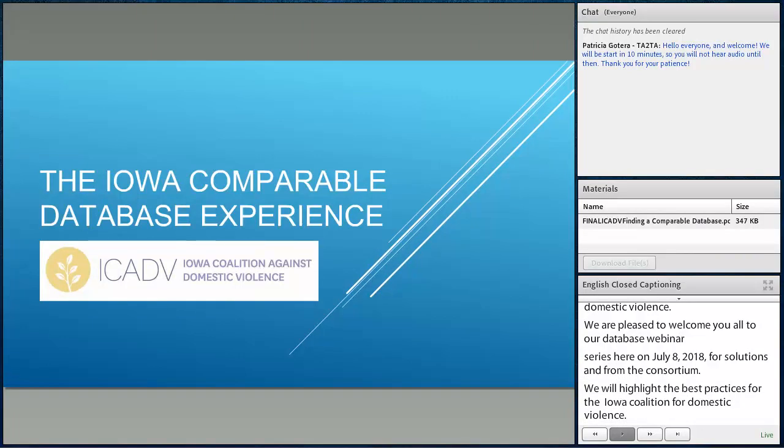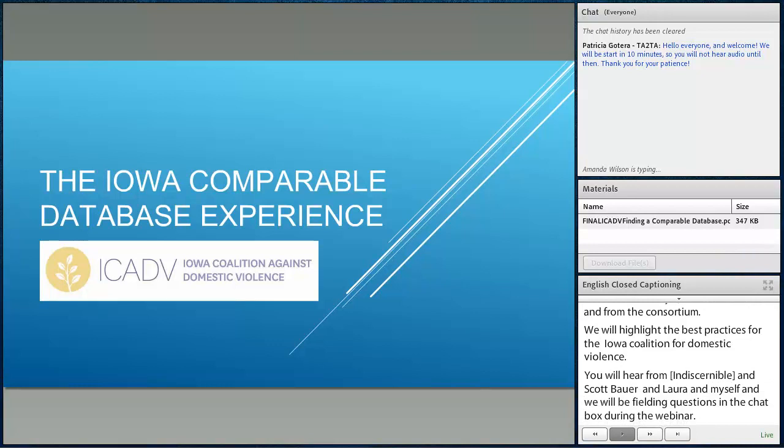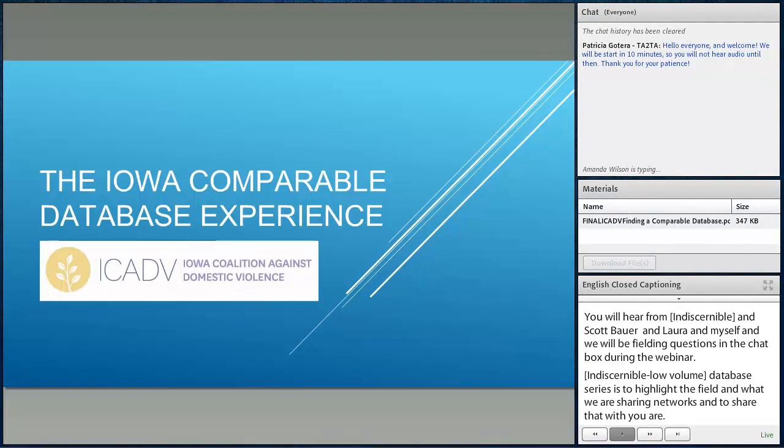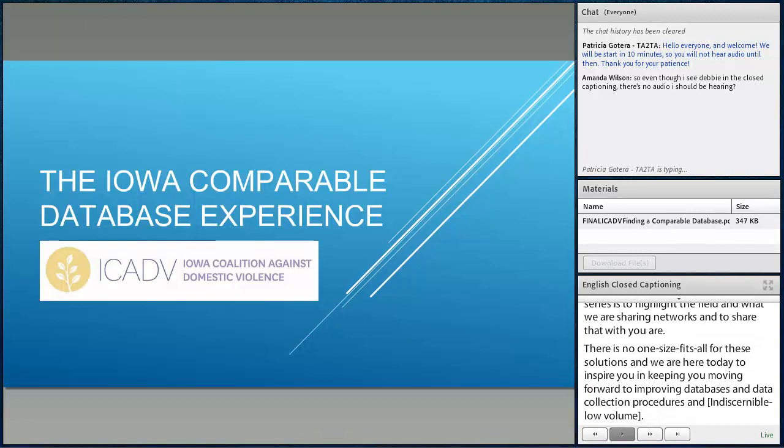The goal of the DV and Housing Technical Assistance Consortium coordinated comparable database series is to highlight what bubbles up from the field and to let you know what we are hearing that works and to share that with you all. There is no one-size-fits-all perfect comparable database solution, and we encourage you to take the ideas shared here today to inspire you and to keep you moving forward with creating or improving comparable databases and data collection procedures in your community and state. So without further ado, I'll turn it over to Scott and Zeb from the Iowa Coalition to begin today's comparable database webinar. Go ahead, Scott and Zeb.